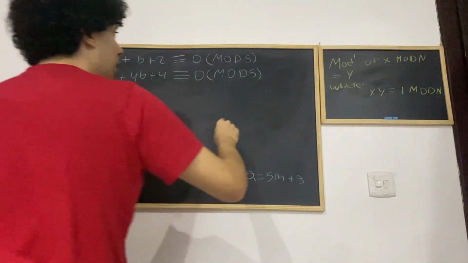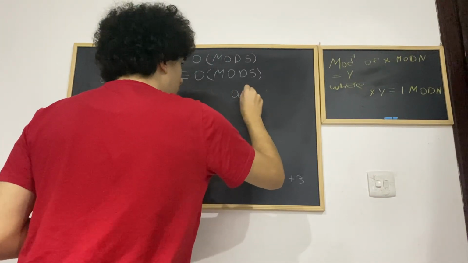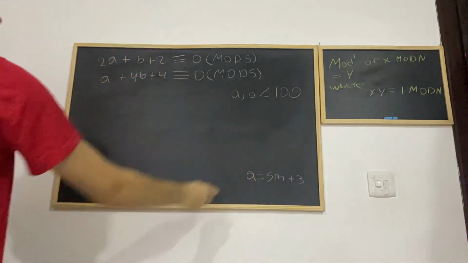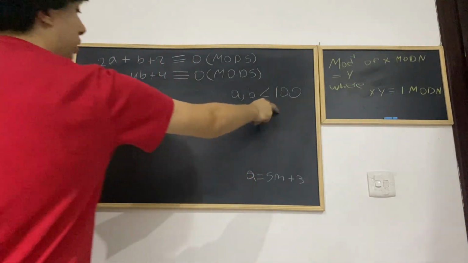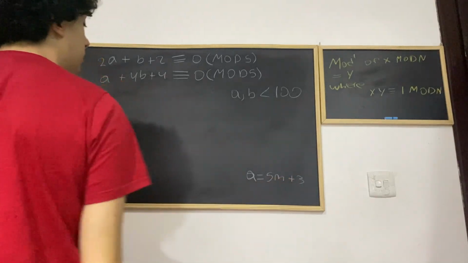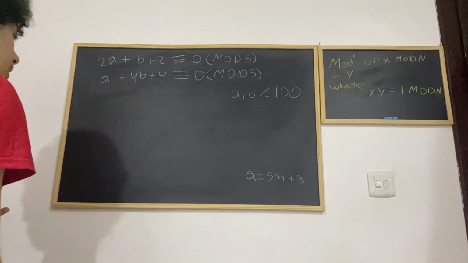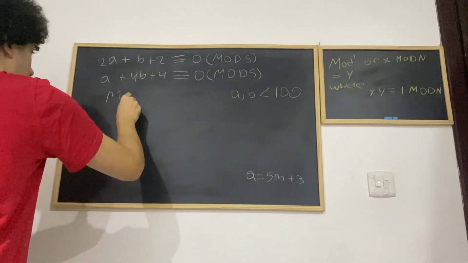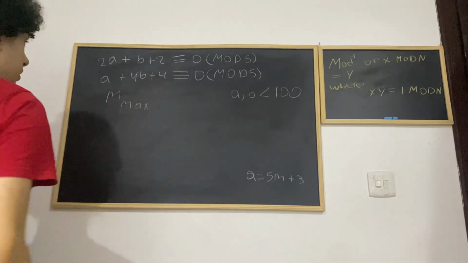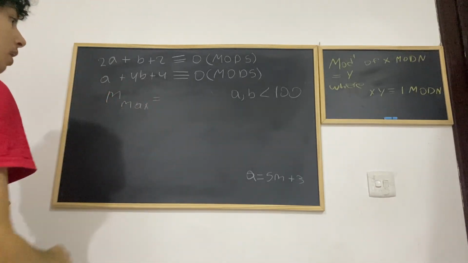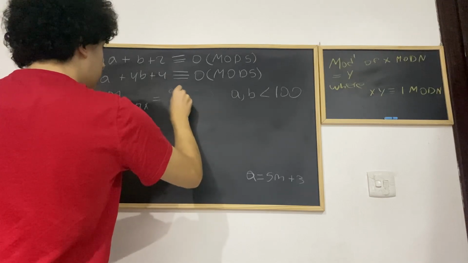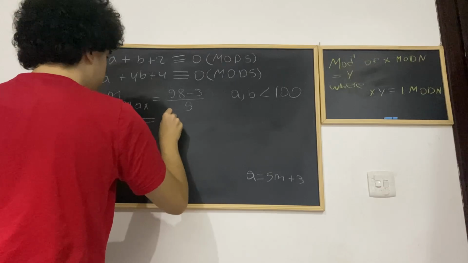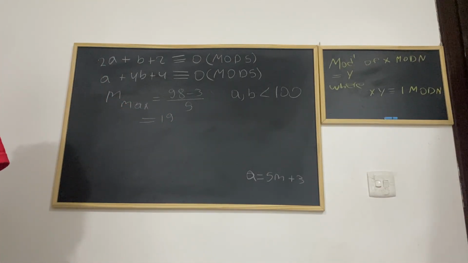And we know that a and b are less than 100. So what's the maximum value possible here? Well, let's see. 100 minus 5 is 95. 95 plus 3 is 98. So the maximum value for a is 98. That means that the maximum value for m, let's say m max, is equal to 98 minus 3 over 5, which is equal to 19. So the maximum value for m is 19.